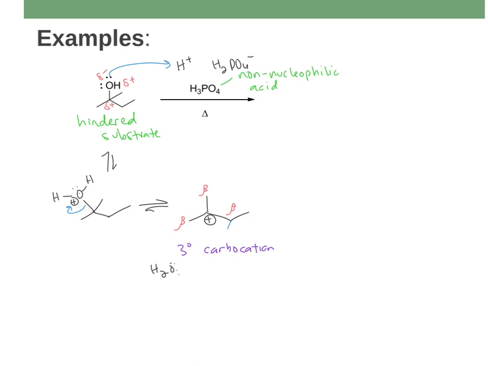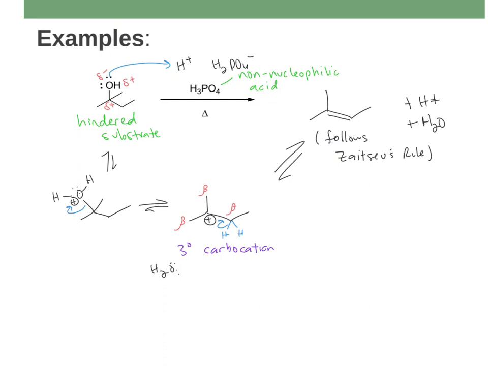So what's going to happen is that one of the hydrogens here is going to fall off. It'll probably be picked off by water or something like that if you want to draw a base picking it off. But the idea is that it's going to fall off. It's going to be removed to give us an alkene. And again, this follows Zaitsev's rule. And we have H plus formed and water formed. And we've made an alkene.